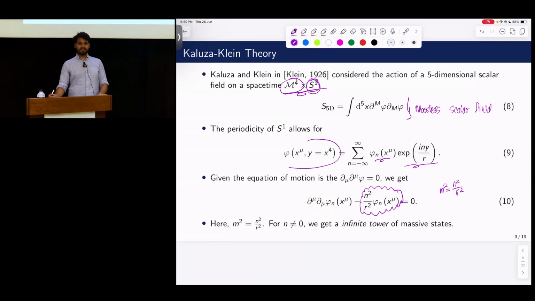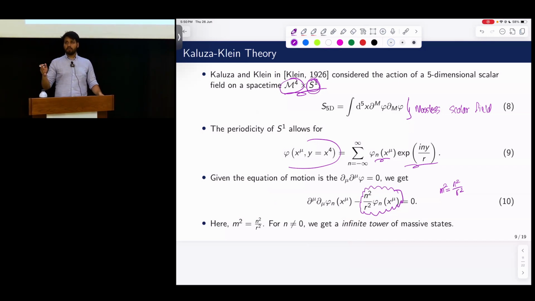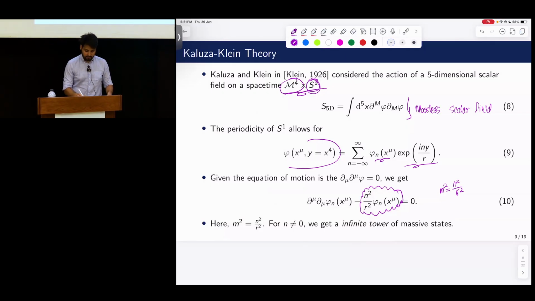So these extra dimensions, these compact extra dimensions, once you try to incorporate them into your normal theory, once you try to go from 5D to 4D, you will see that these have certain effects on your 4-dimensional dynamics as well, okay? So for m squared equals n squared by r squared, for n equal to 0, you just get the massless Klein-Gordon equation of motion. But for n not equal to 0, you effectively get an infinite tower of massive states, okay? n can be 1 to basically infinity, as you can see from this decomposition.